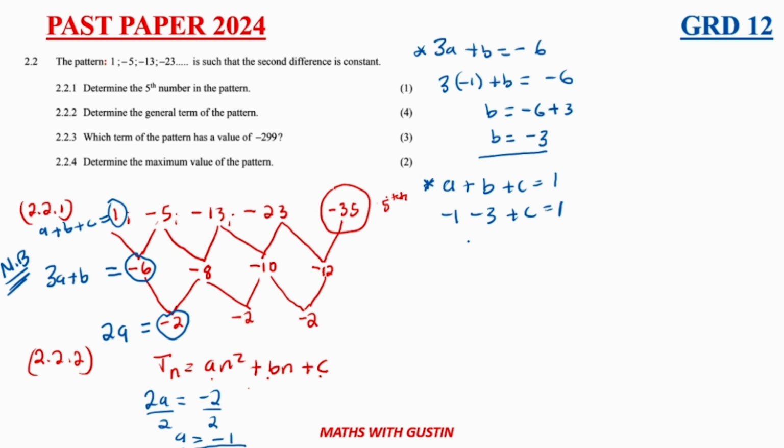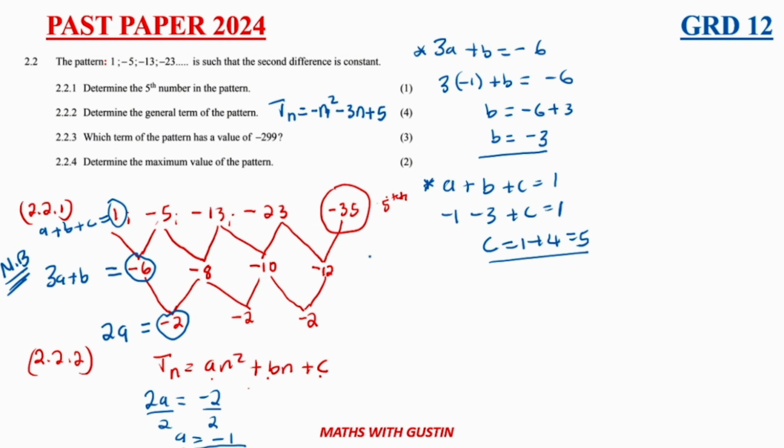-1 and -3 will give us -4. When we take it to the other side, it is going to give us +4. Therefore c is equal to 5. Therefore with this, our equation will be Tn equals -n squared, because a is -1, and b is -3n, and c is +5. All right, that's it for 4 marks, guys, and that should be the answer to the question that described this quadratic pattern.